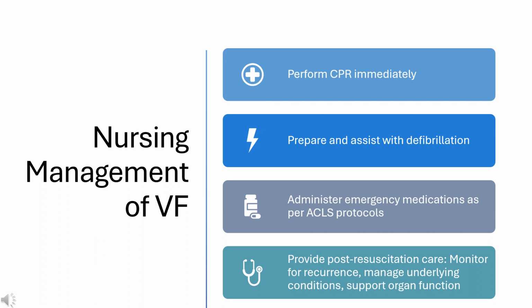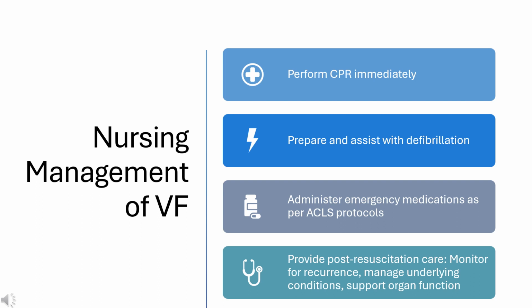There are some emergency medications that you're going to be told to give. Epinephrine, you're going to be asked to administer 1 milligram IV every 3 to 5 minutes during CPR to increase coronary and cerebral perfusion pressures through vasoconstriction. You may be asked to give amiodarone or lidocaine. These antiarrhythmic drugs can be given if VFib persists after defibrillation. You might be giving magnesium sulfate if torsade de pointes, a type of polymorphic ventricular tachycardia, is suspected. Medications support the return of spontaneous circulation.